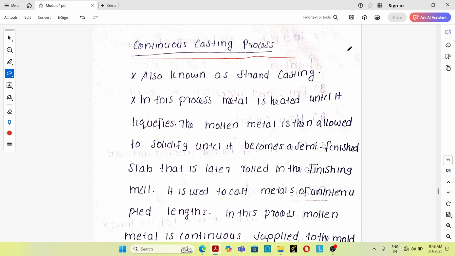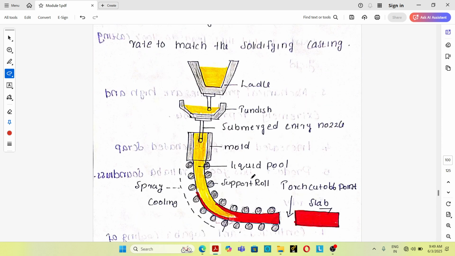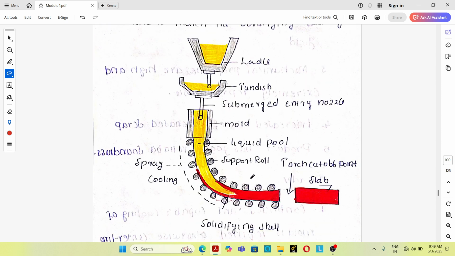In the continuous casting process, a semi-finished square billet is produced that will later be rolled to produce finished TMT bar in rolling mills. See, this is the figure of the continuous casting process. In the case of continuous casting, the liquid metal is prepared separately in a furnace, and that is carried to the casting area by using a ladle.